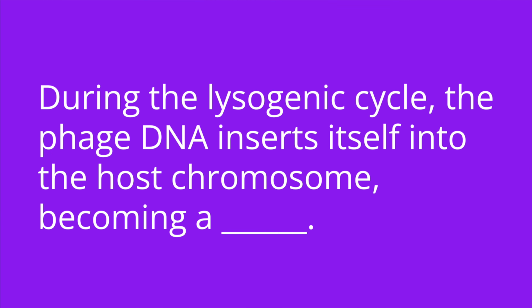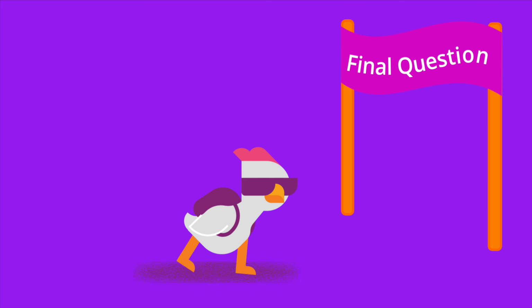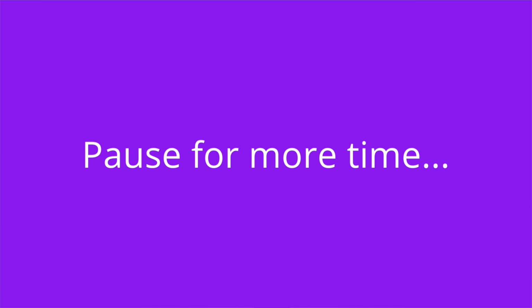Number 2. During the lysogenic cycle, the phage DNA inserts itself into the host chromosome, becoming a blank. The answer is prophage. And number 3. Which process triggered by an environmental stressor causes the prophage to be removed from the bacterial chromosome and enter the lytic cycle? The answer is induction.